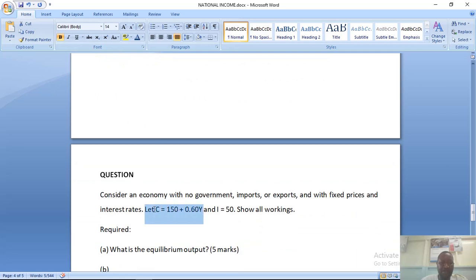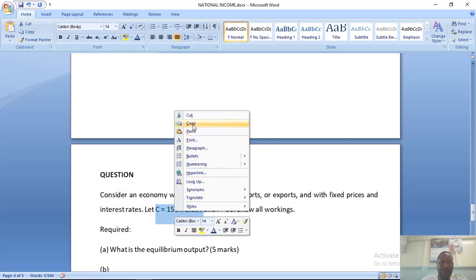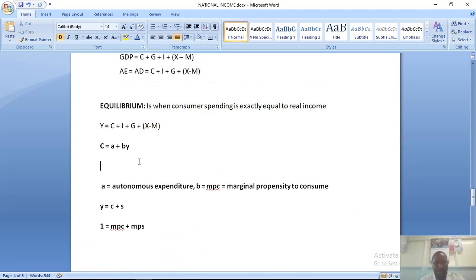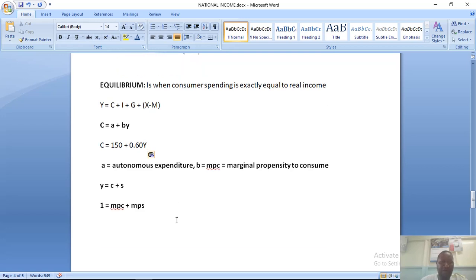Comparing it with our function, you can have a clear interpretation. In the consumption function, 150 is the autonomous expenditure, the expenditure by households at zero income. And B is the marginal propensity to consume, the percentage of every extra income spent on consumption. So in this case, 60% of every extra income is spent on consumption. If your MPC is 0.6, your MPS is 1 minus MPC, so MPS is 0.4 or 40%.